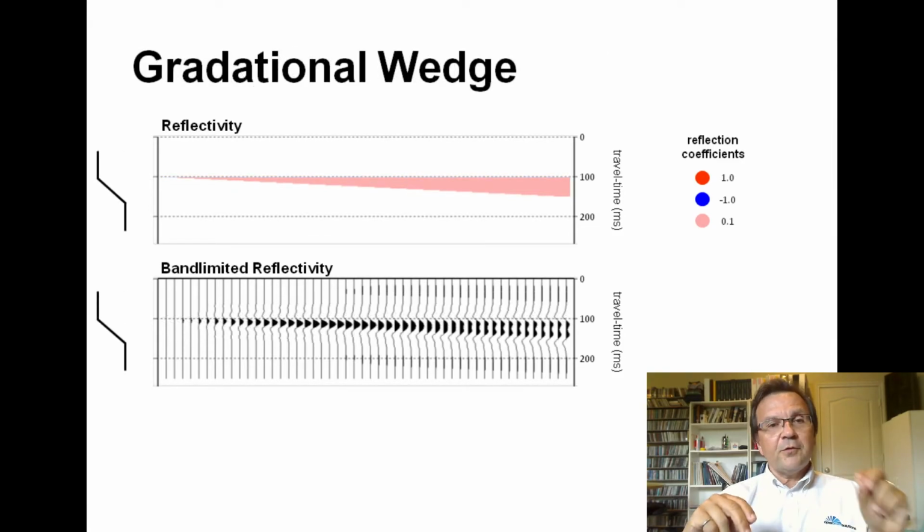In the third model, the gradational wedge model, all samples within the wedge contain a reflectivity spike of amplitude equal to +0.1. All samples outside of the wedge contain 0 amplitude.